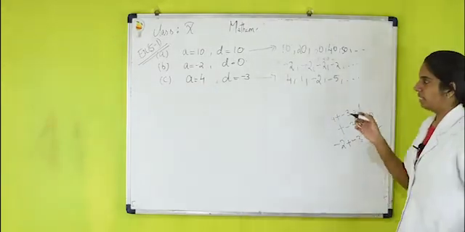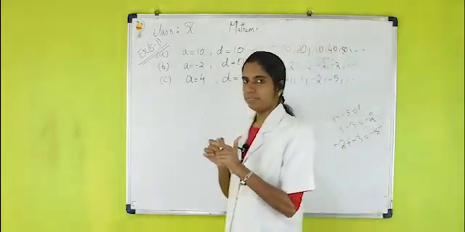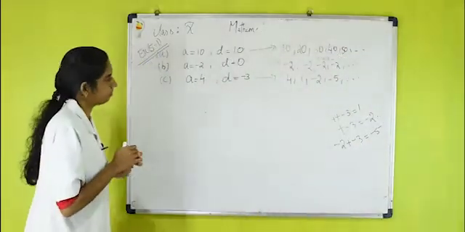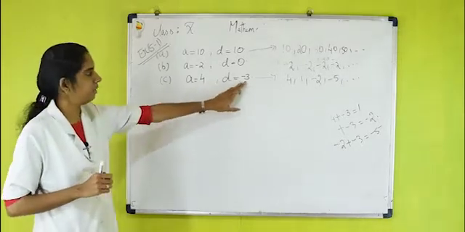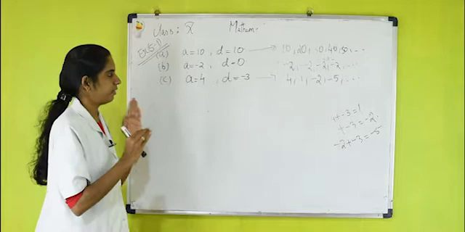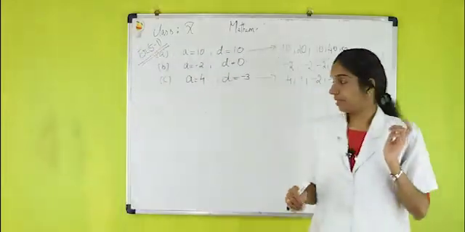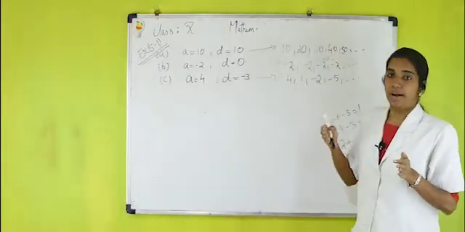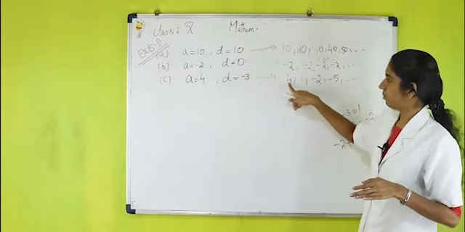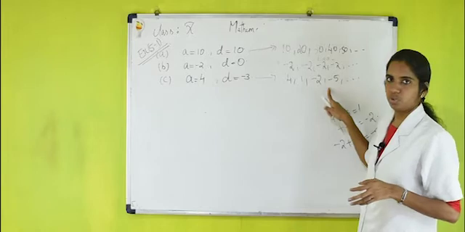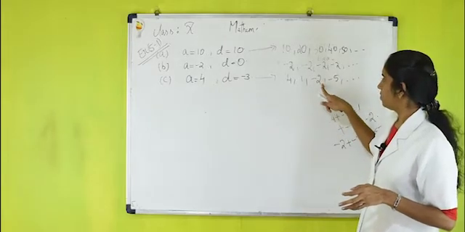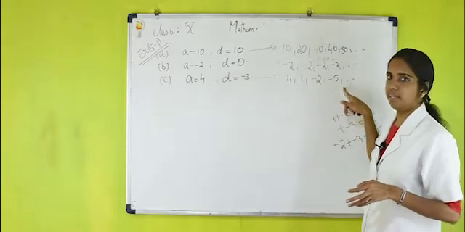Clear? In the third case, the first term is 4 and the common difference is minus 3. That means first you write the first term as 4 and add minus 3 to the 4. That becomes 1, and 1 plus minus 3 gives minus 2. Again you add minus 3 to minus 2 and you get minus 5, like that.